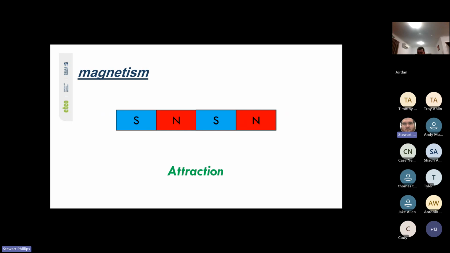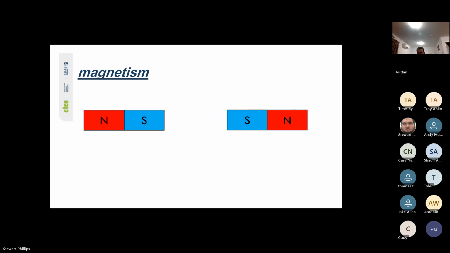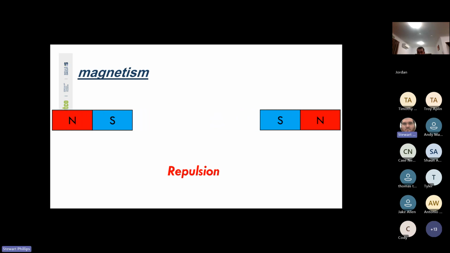Attraction. So we know opposite poles attract. North is attracted to south, south attracted to north, because they are opposites. And then like poles, repulsion. They repel each other because they're alike.